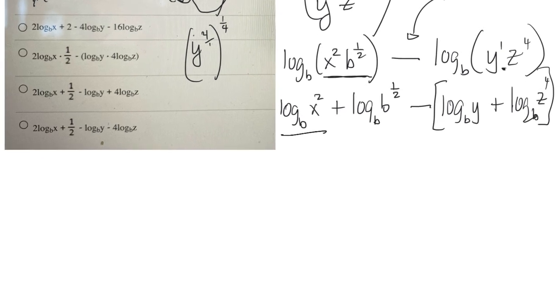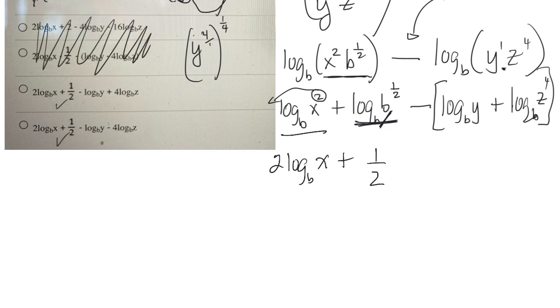With this first one, I can use the power law to bring that out front. So 2 log base b of x plus, since these match, b and b, my answer to that whole thing is just 1/2. Do they have that? Log base b of x plus 1/2. Oh yeah, this one and this one. So these two are out. So between these two, okay.